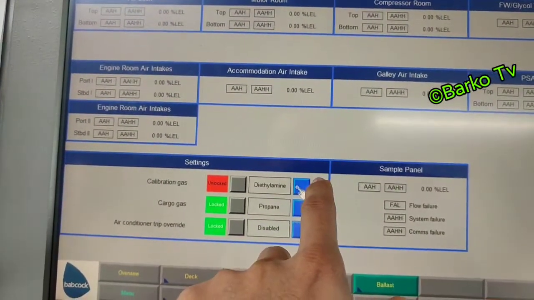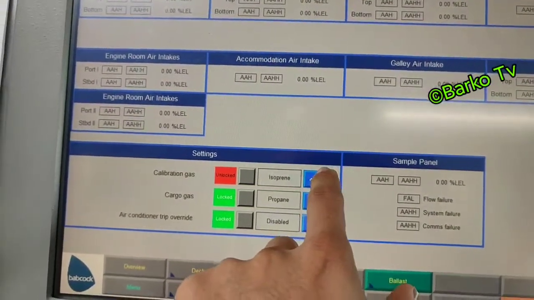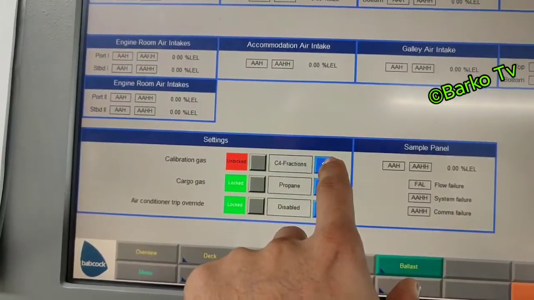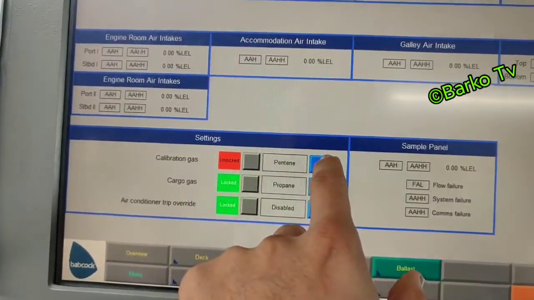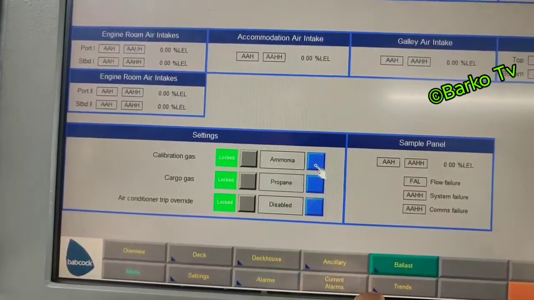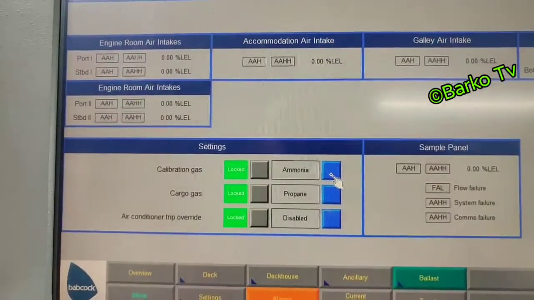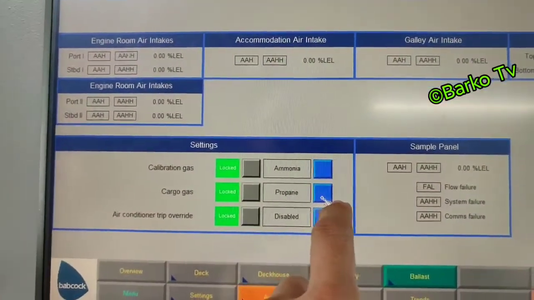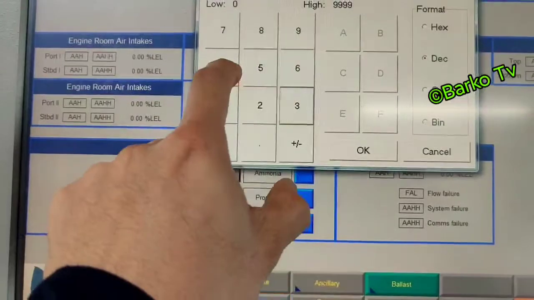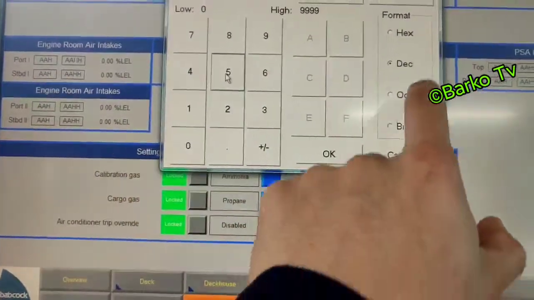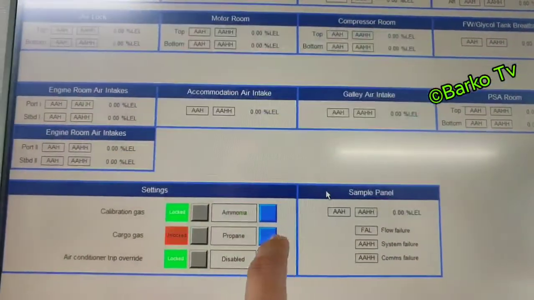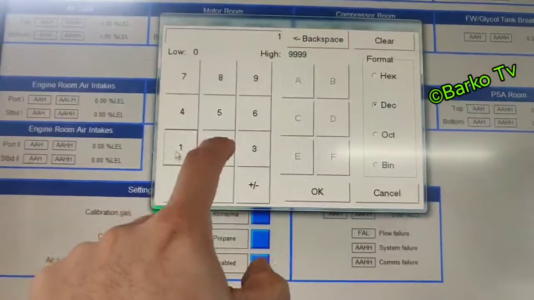The password is 1234. Calibration gas, you can see there is lots of selection for the gas for hydrocarbons and ammonia. This is for demo only. You need to cancel. 1234, that is the password for this one, so that you can change.